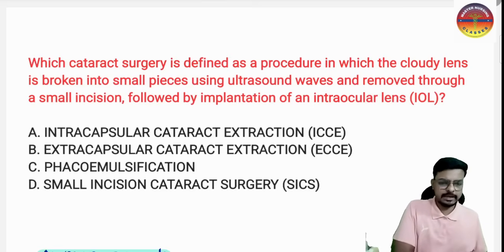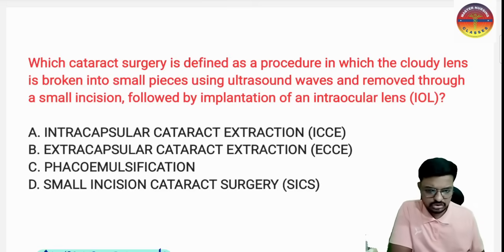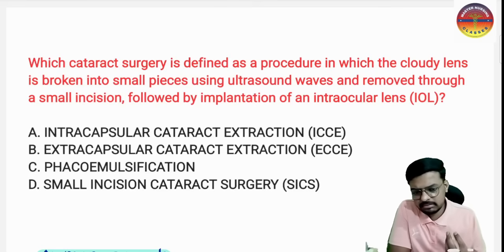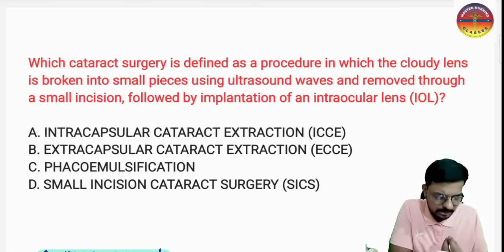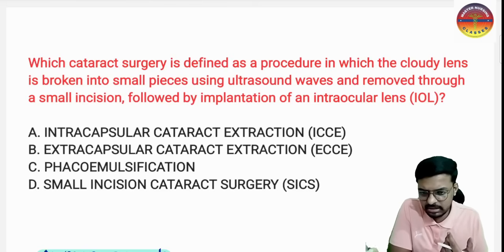This is followed by implanting the intraocular lens, the IOL. So after removing our old, cloudy, opaque lens, we replace it with a new one. What is this procedure called? In which cataract surgery do we do this?